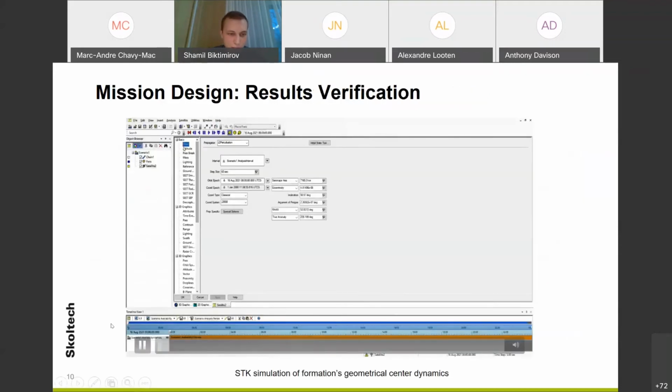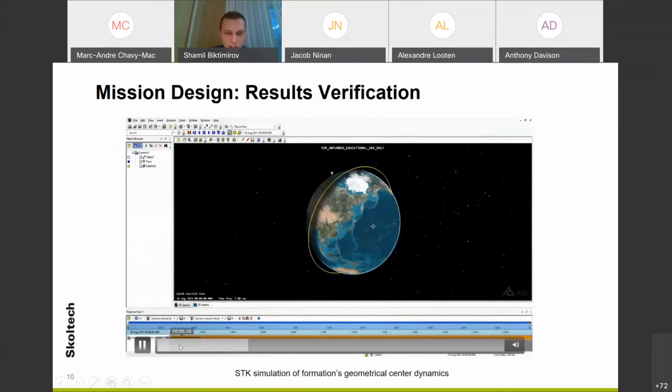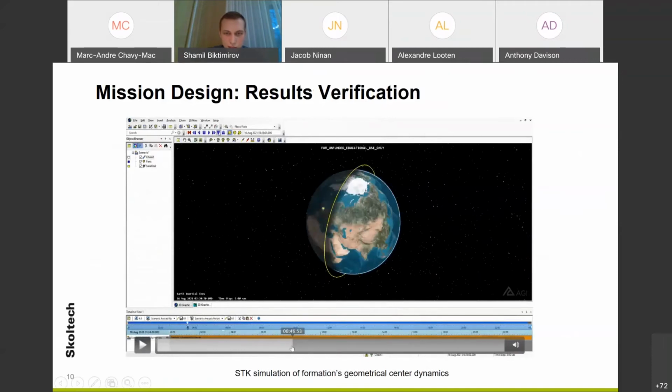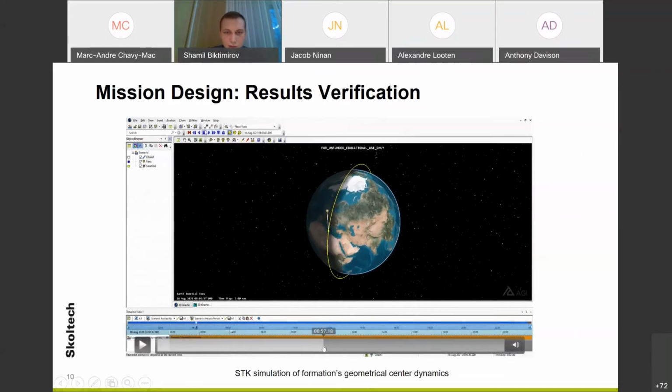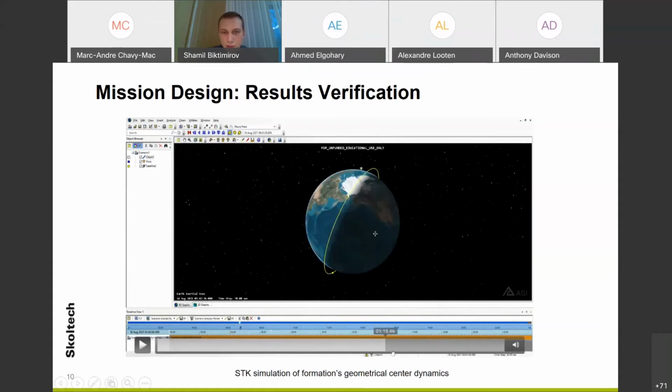Then there is a short animation from STK where we validated that our analytical model for orbit selection is fine. And you can see here the time of the first demonstration. It's a sunrise for Paris. And there is the first demonstration. And then we can see the second demonstration at sunset.